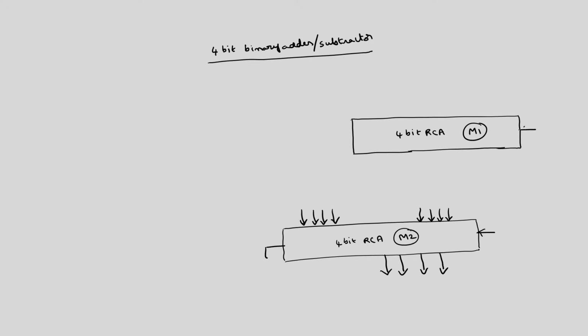Here also we will have two sets of inputs, this is one set, this is another set, and then you will get 4 outputs. Then this is C out. Now, how to interconnect these two 4-bit RCAs?